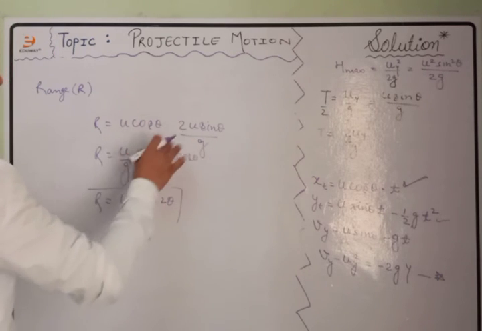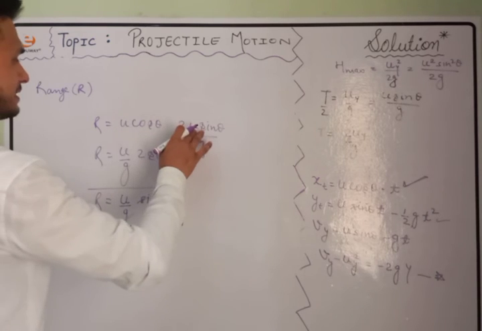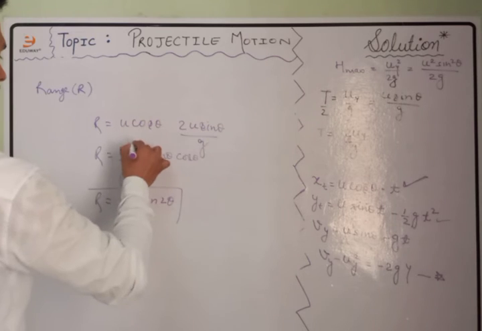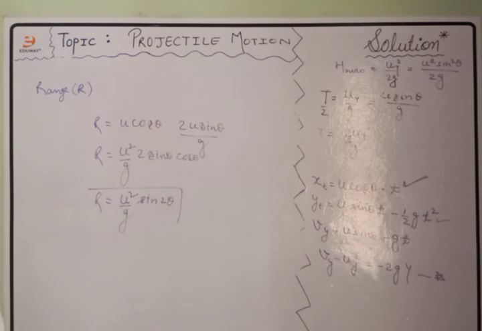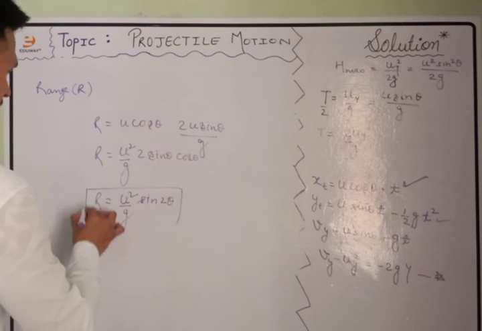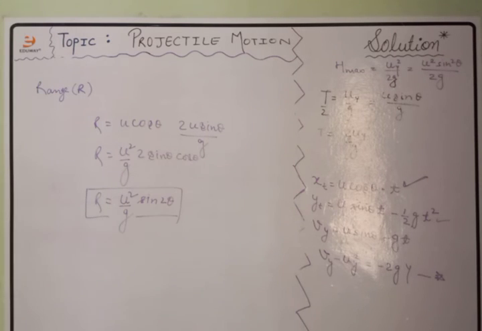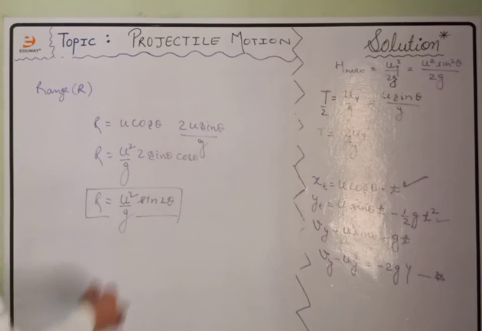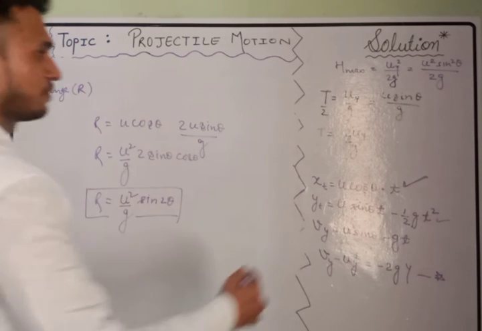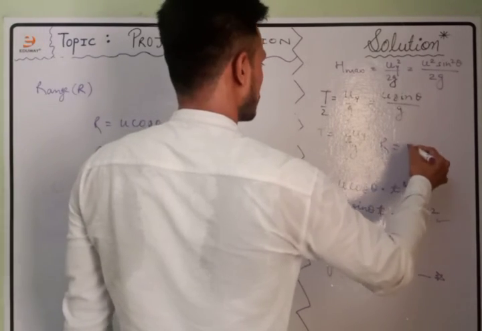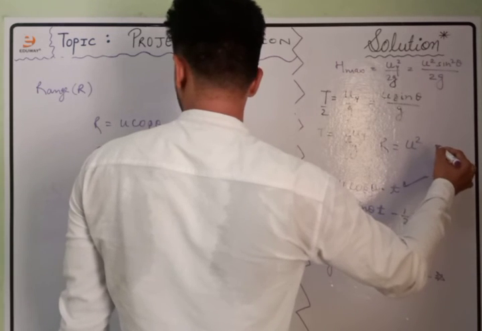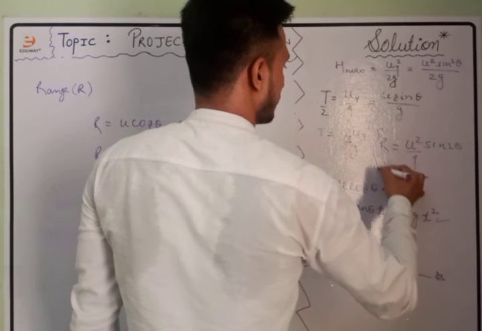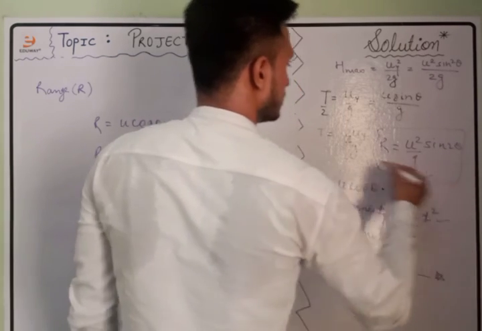Sorry, I have to multiply this here, so I will multiply it here, and this will be u square by g. I need to remember this, u square by g. So it will be u square by g sin 2 theta. So u into u cos theta sin theta. This is the formula for range. Range equals u square sin 2 theta by g. So this is the formula for the range that you need to remember.